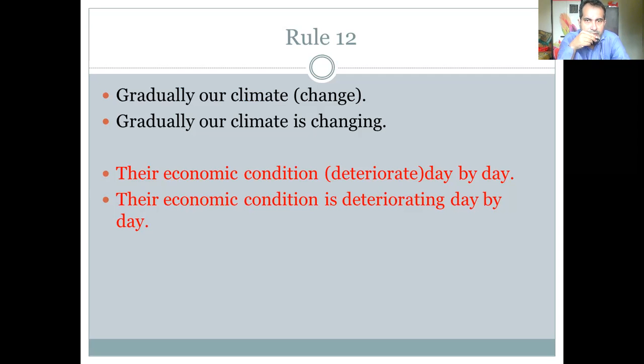Next example: our economic condition deteriorate. This may be a new word to you. Deteriorate. That means worsening. That means a going down situation, not getting better. Rather, the situation is going down, or the situation is worsening. That is, not improving. The situation is not improving. So what is the antonym of improving?